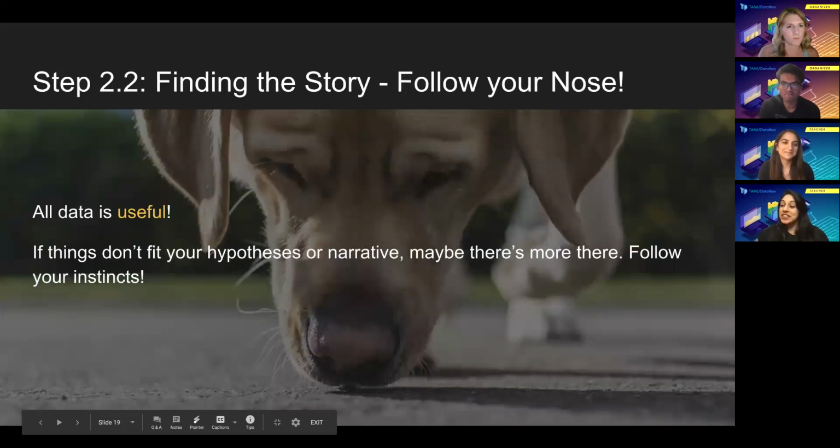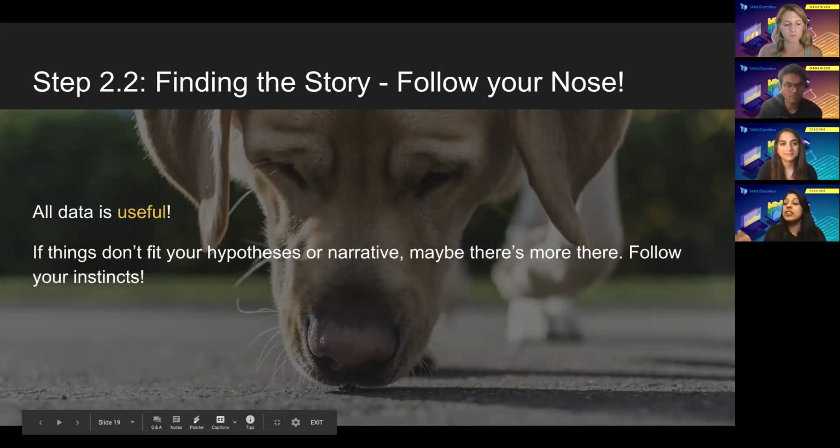Cool. So the second part is following your notes. You have to remember that all data is useful. So if you are looking into something and you really cut it and then suddenly realize the key questions or hypotheses you had don't really seem to fit the data that you're finding, that's still useful. Maybe there's more there. A lot of the time you won't find data that you expect, and you really need to follow your instincts, and you need to use that information to guide follow-up questions.